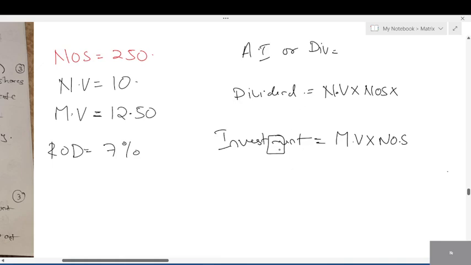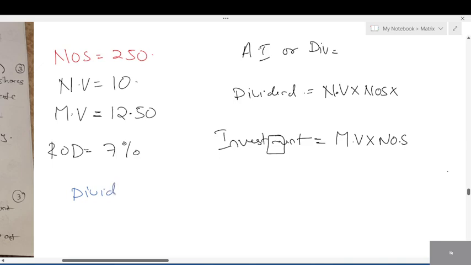Okay, what is the investment formula? Market value into number of shares. You should remember only two things. If I don't teach you now, and you revise in January or February, you'll definitely forget. These are that kind of chapters. At least once weekly you have to keep practicing. Along with these, you should remember two things.